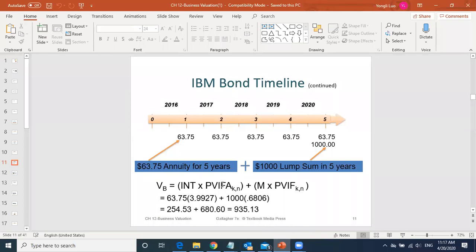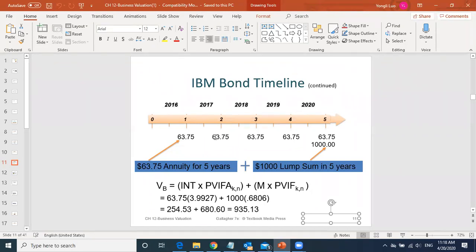So the payment times the present value of an ordinary annuity, and the par value times the present value of a lump sum. You sum them up, because that's the bond price. The value of the bond is typically the present value of the bond.